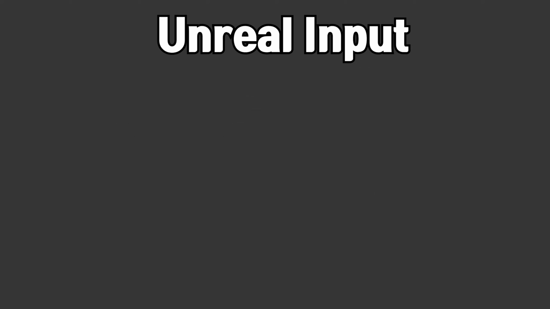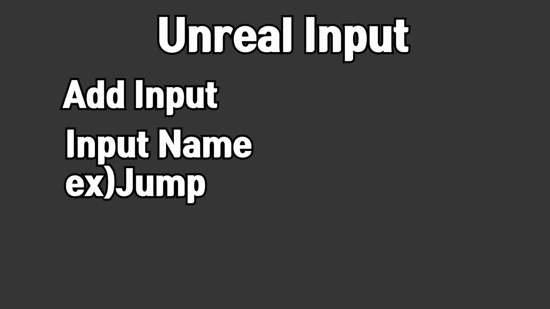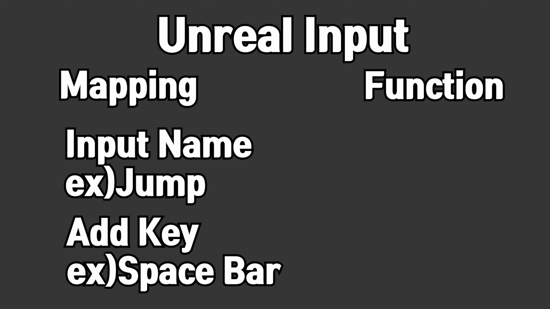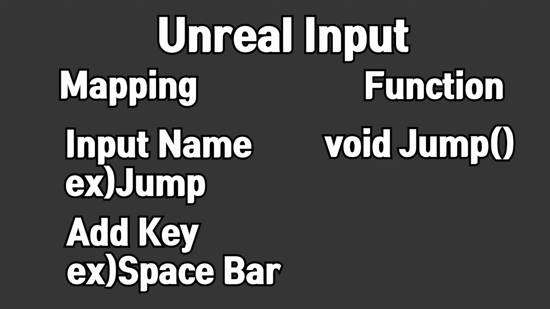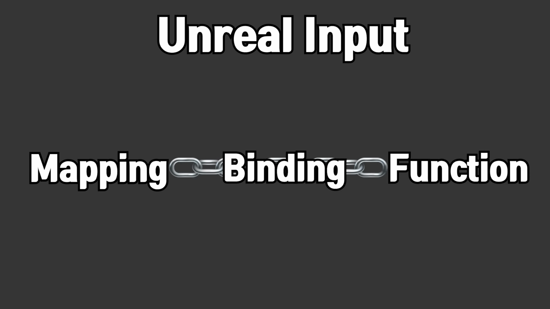To receive input from Unreal Engine, you first add an axis or action and give it a name. And it adds a keystroke to operate with that name. This process is called mapping. After that, the class implements a function that takes input and operates, and connects this function to the input mapping. This process is called binding. In short, to receive input from Unreal Engine, it must go through a process called mapping and binding.